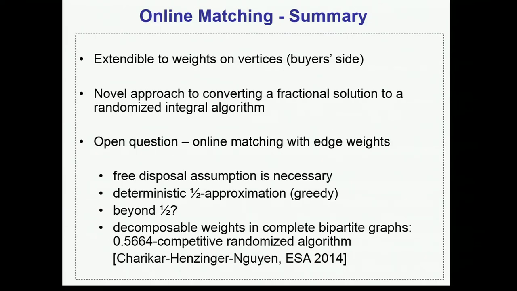So in general, you can't prove any competitive factor unless you allow what's called free disposal. So free disposal means that if you have matched a buyer I to some item J, and now J prime comes in and offers a higher weight than J, then you throw away J, you lose that, but now J prime is matched to I. For this version, the deterministic greedy guarantees a half. It's an interesting open problem going beyond one half.